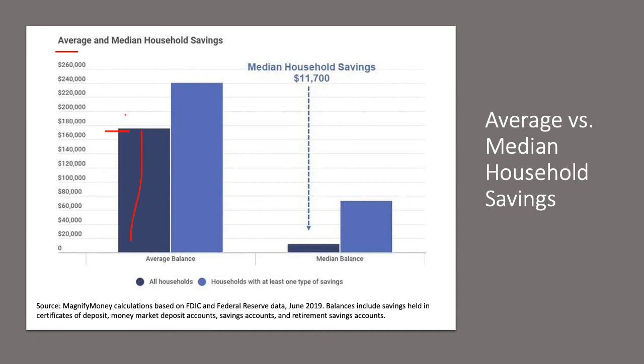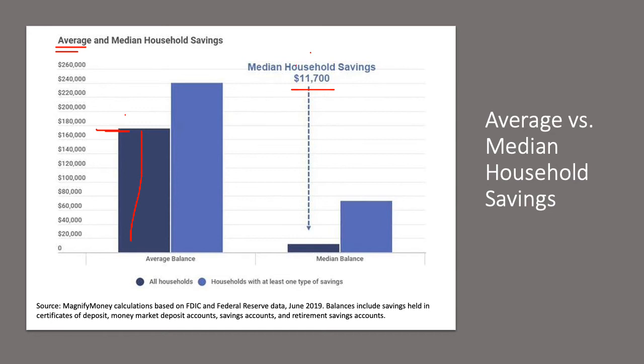However, if we purely take every single person, line them up in order, and pick the person exactly in the middle, we'll find that the household saving is only $11,700. So depending on what you want to display in terms of your newspaper and so on, or as a headline, you may say average savings is higher than expected in the United States at over $170,000 a person.